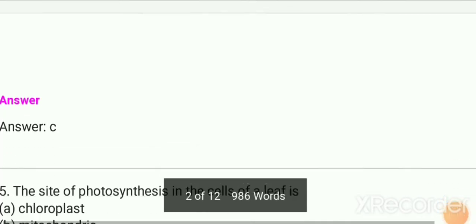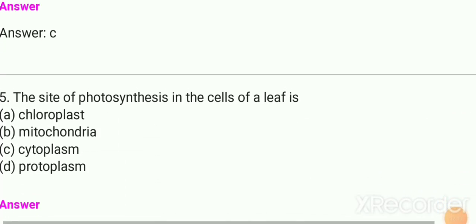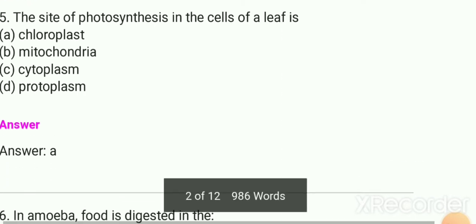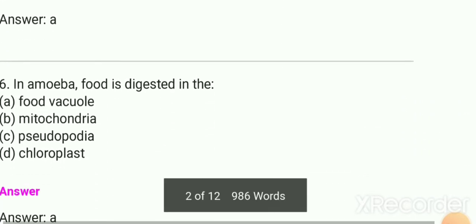Next, question number 5. The site of photosynthesis in the cell of a leaf is chloroplast. As you will see, it is the easiest question. So site of photosynthesis. If the question was the organ of photosynthesis, then the answer would be leaf. But as it asks us the site of photosynthesis in the cell of a leaf, the answer will be option A, that is chloroplast.